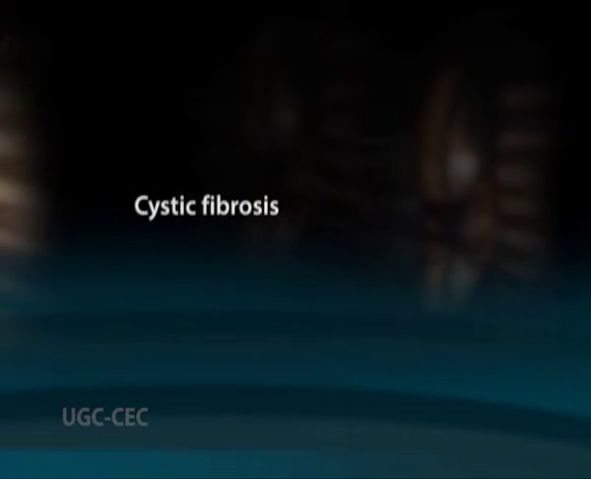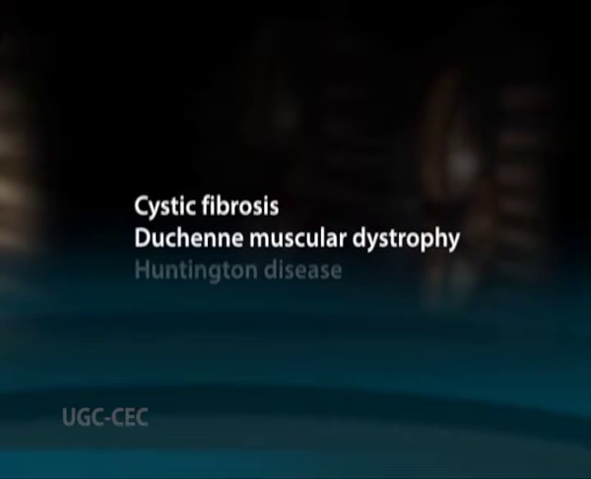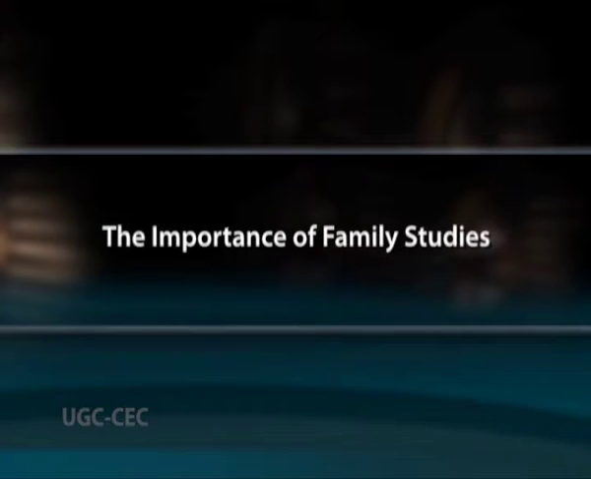Pedigree, also called family tree, is a graphic parallel to family relationships. Family studies have been used to identify monogenic diseases, highly penetrant traits of biomedical importance, including a variety of inborn errors of metabolism and other genetic diseases. Example, cystic fibrosis, Duchenne muscular dystrophy and Huntington disease. The importance of family studies.